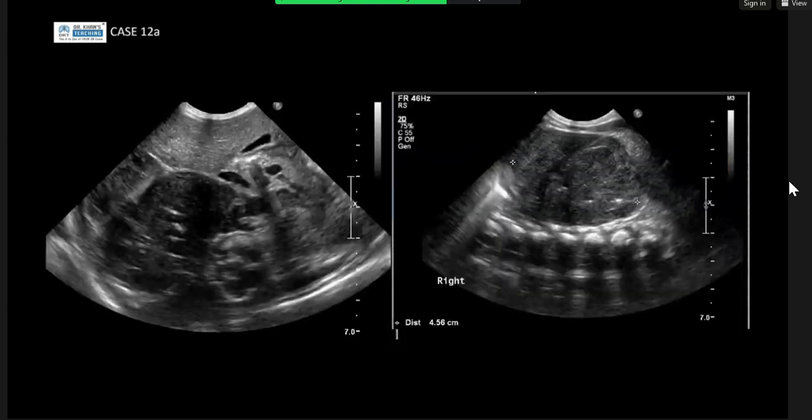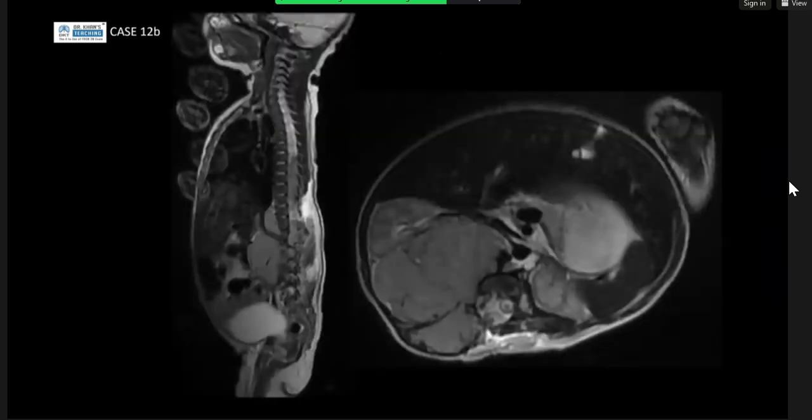Okay, next case. There are 2 images. So this is the ultrasound, and the next one I'll show you is the MRI. Okay, I'll go back to the ultrasound first.